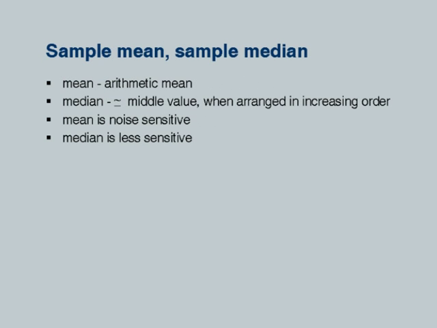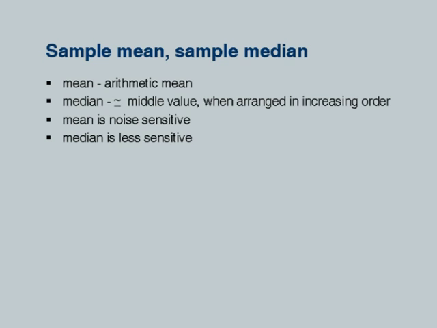Okay, we have already seen mean, arithmetic mean, and then median also we discussed. Median is roughly speaking the middle value when arranged in increasing order, and of course if there are two middle values then you take the average. That is, suppose the median falls in between, then you take the arithmetic mean of the two adjacent values. We saw that in the last class. And mean is noise sensitive and median is less sensitive. We saw the ABC News case study that said it is mean to ignore median, right? So we discussed that in great detail in the last class.